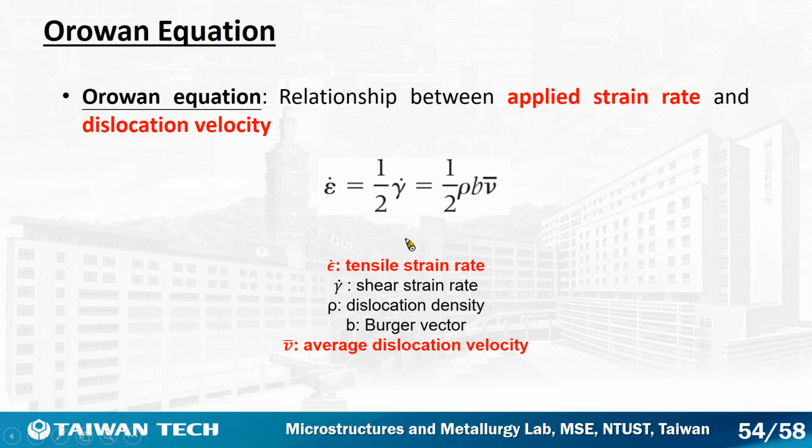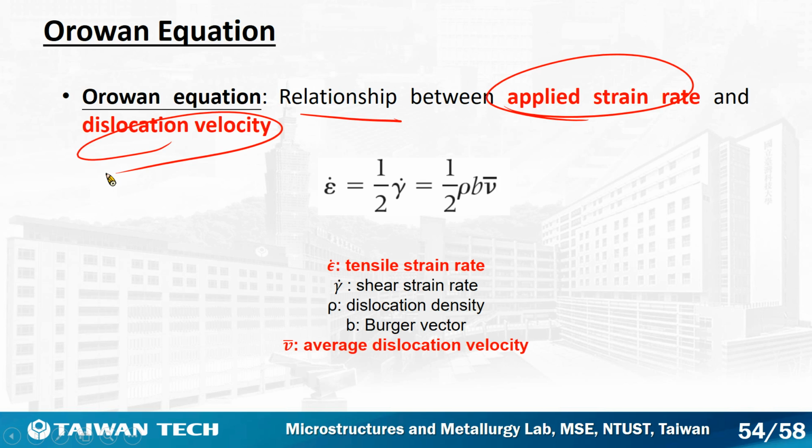And then we also have the Orowan equation. It describes the relationship between the strain rates and the dislocation velocity. So you see here the epsilon dot, tensile strain rate, and gamma dot, shear strain rate, dislocation density, Burgers vector, and average dislocation velocity.